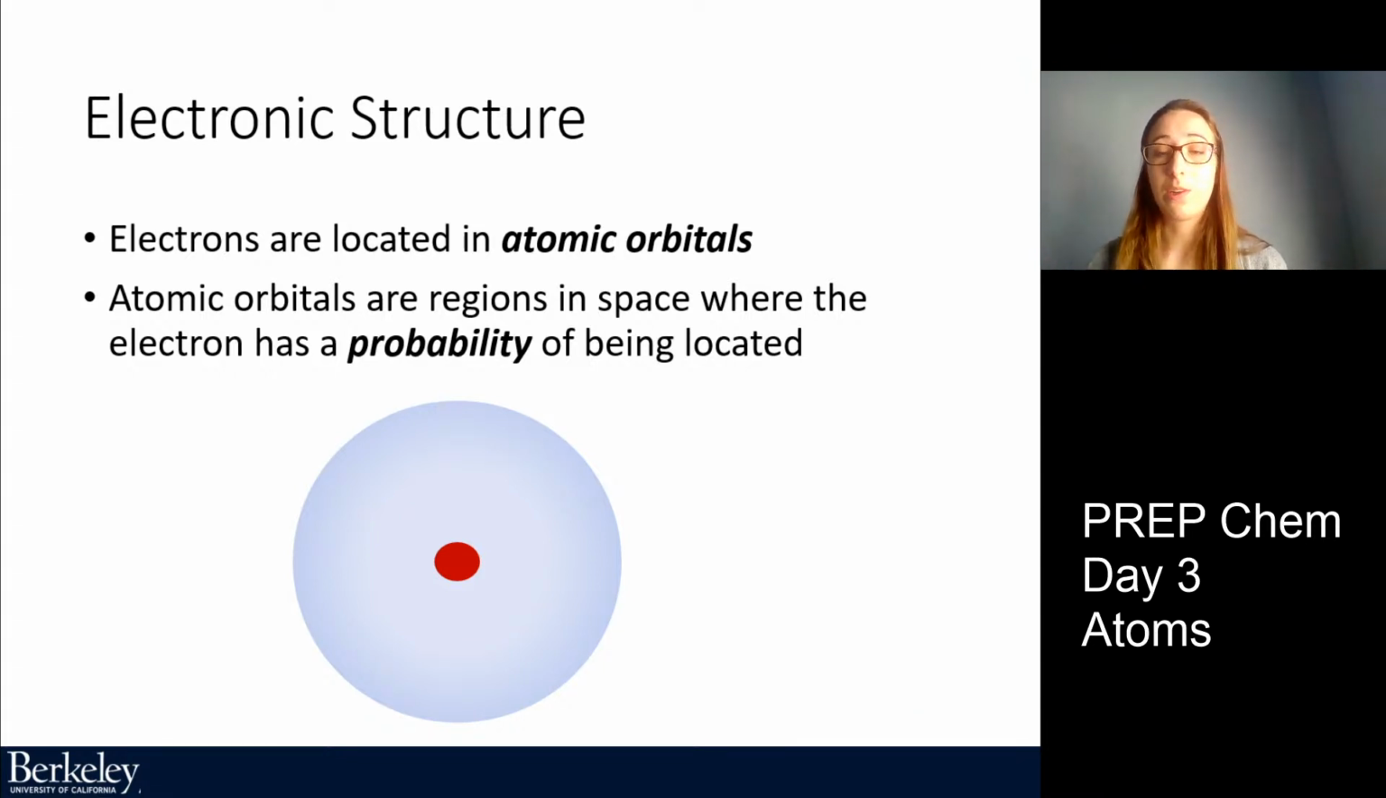So atomic orbitals are regions in space where the electron has a probability of being located. This word probability is very important because that means that we don't really know where the electrons are. We just know that they have a chance of being somewhere. And this is why we represent them as a shaded cloud in this diagram instead of an actual point, because we're trying to represent that we don't really know quite where these electrons are.